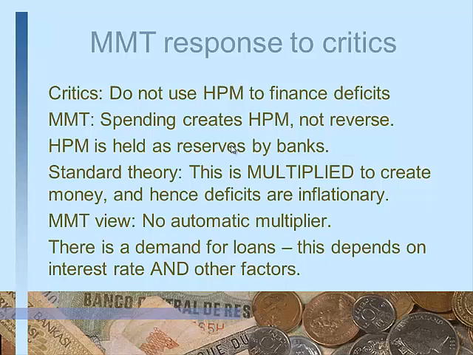And then the standard theory, we have already discussed this, is that high-powered money is multiplied to create money, and therefore deficits are automatically inflationary. Again, this is not true. There is no automatic link between the total amount of money, M2, and the high-powered money, and there is no automatic multiplier. There is a demand for loans, but this depends on a lot of complicated factors. We've already discussed this.